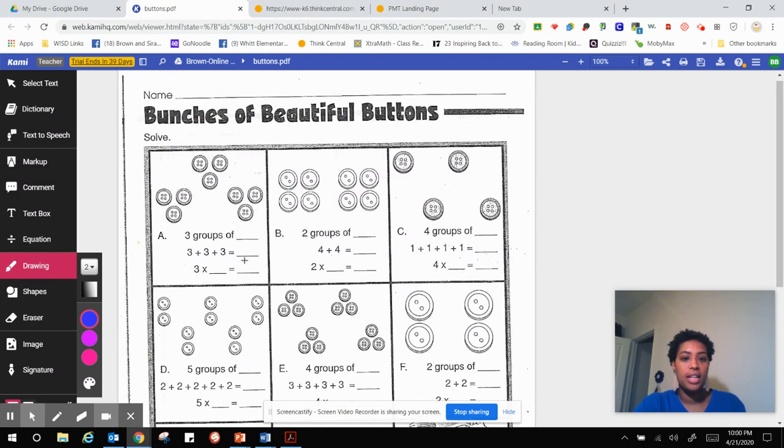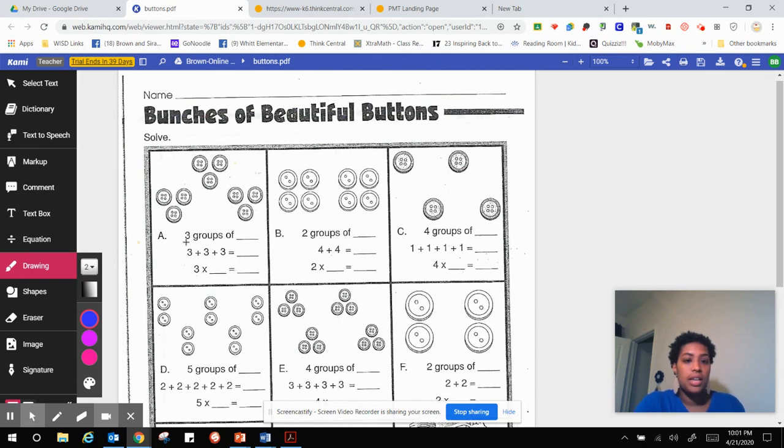We are here yet again discussing repeated addition and how it relates to multiplication. So, we are going to walk through these fantastic bunches of beautiful buttons together, and then I'm going to show you what you're going to do after the end of the video. All right, let's get started.